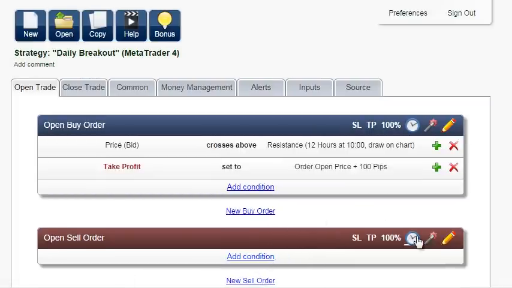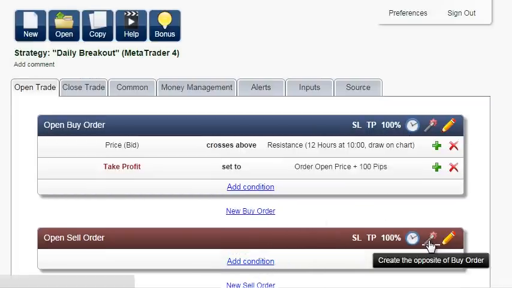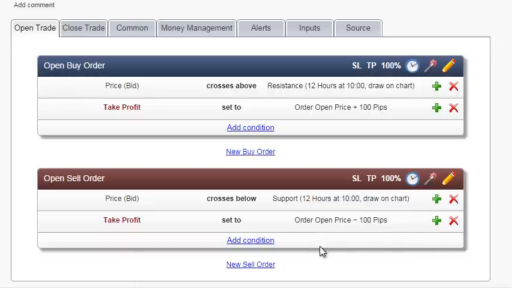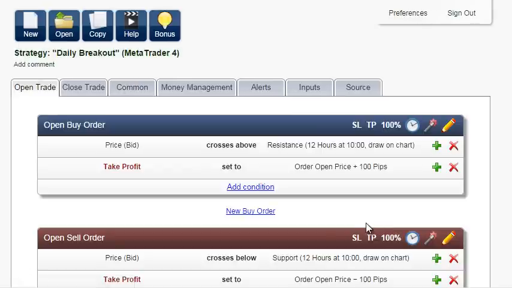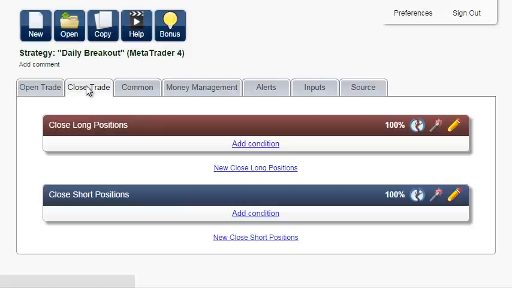Now create the opposite to sell. The price crosses below support and the take profit is 100 pips. That's correct. A word of advice: if the website becomes a bit slow due to the number of conditions, just hit Ctrl-R to refresh. It helps. Instead of closing the trade, we will use the take profit and trailing stop.